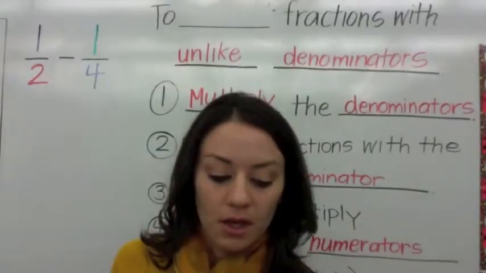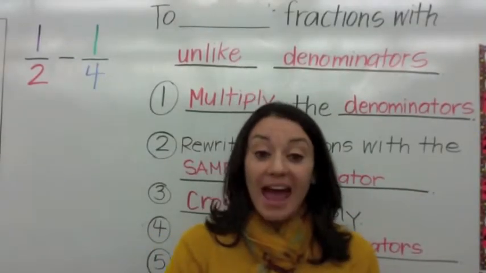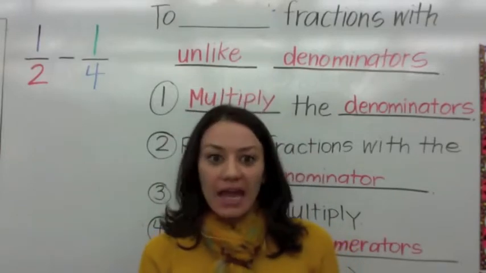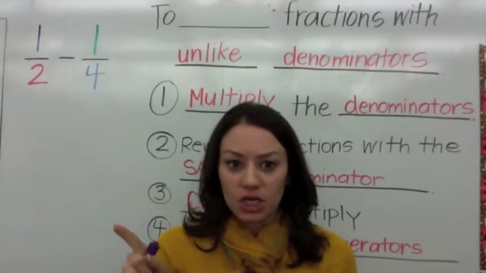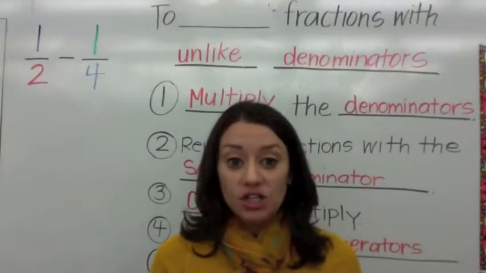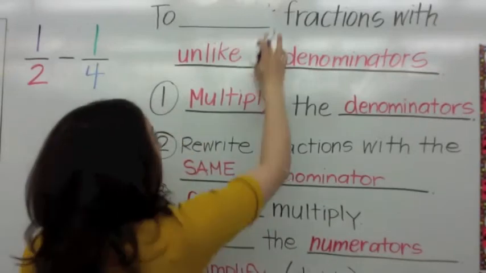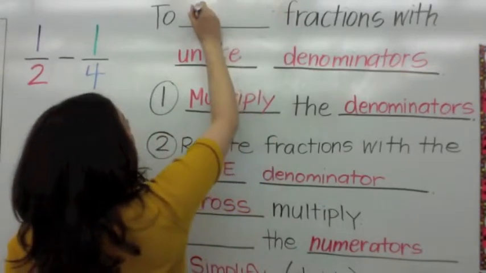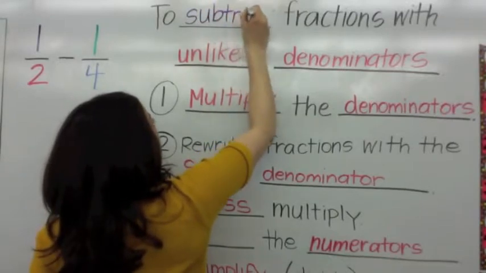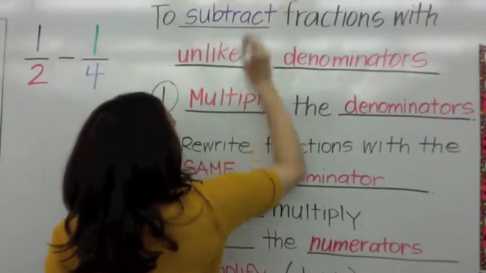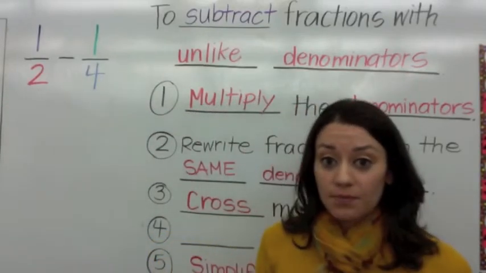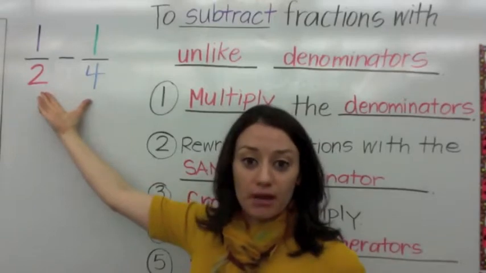Very good. Okay, so yesterday we learned how to add fractions with unlike denominators. What do you think we're going to learn today? How to what? What's the opposite of addition? Subtraction. So today we're going to subtract fractions with unlike denominators. So let's go ahead and write the word subtract in the blank.